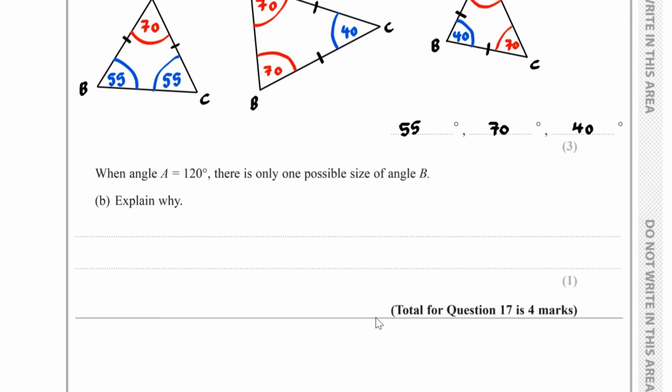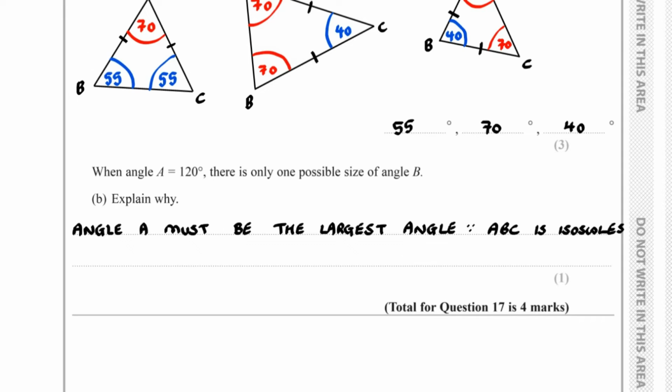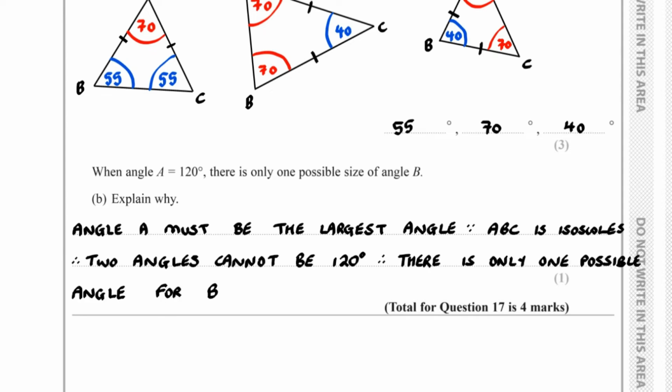Next, when the angle A is 120 degrees, we have to explain why there is only one possible size of angle B. So the angle A must be the largest angle. That's because ABC is isosceles, which means that the two angles cannot be 120 because angles in a triangle add up to 180. So there's only one possible angle for B. That's 30 degrees.